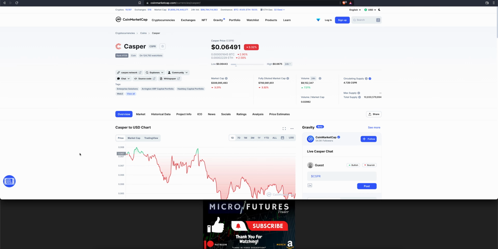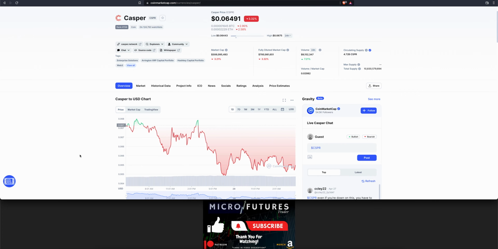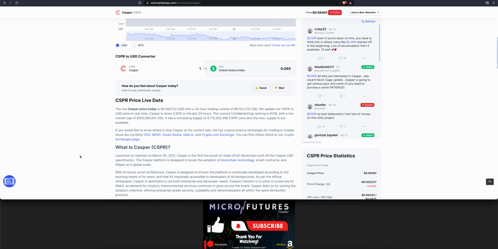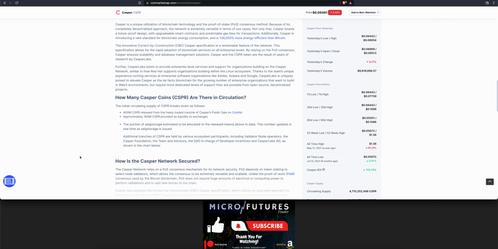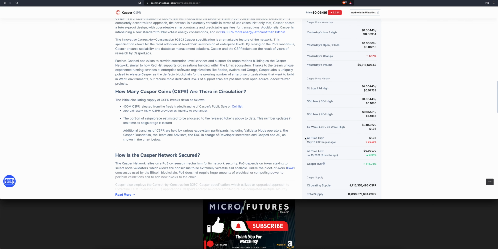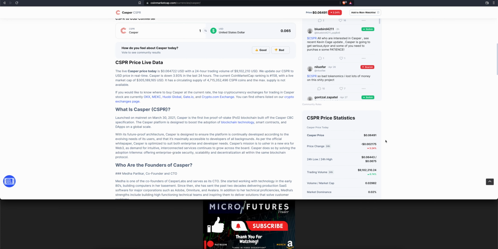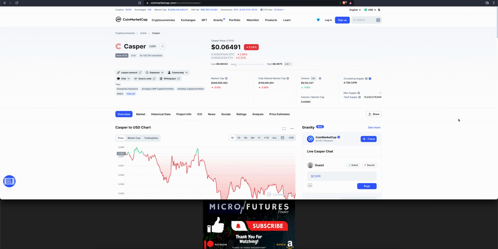So like I said, we're on CoinMarketCap. And we're going to scroll down here and we're looking at Casper. So all-time highs. We are 95% off the all-time highs. And according to market cap, $1.36 was the all-time high here. So 95% discount here for picking up Casper off the all-time highs. Very, very interesting. So I wanted to share that with you guys.